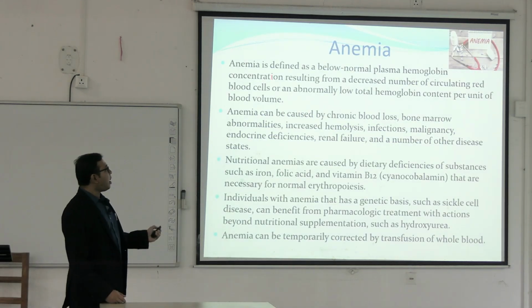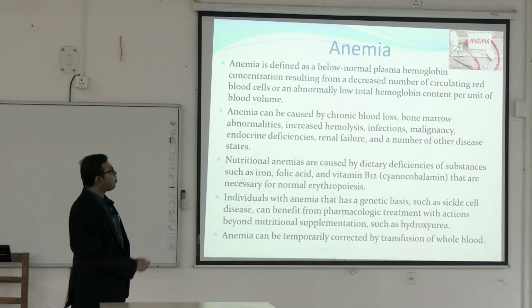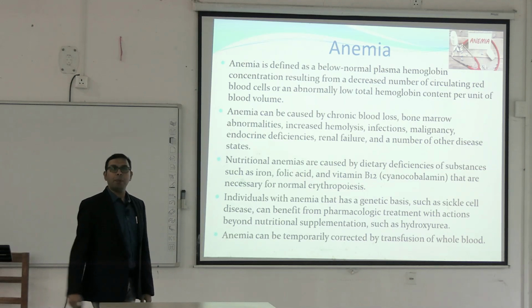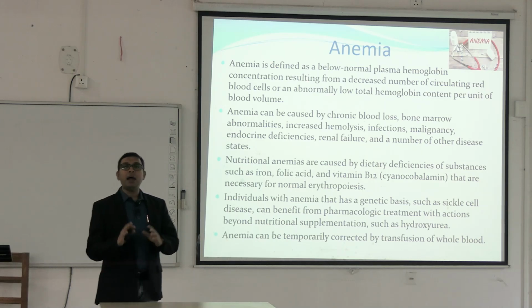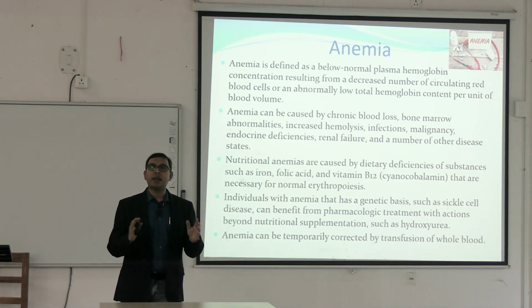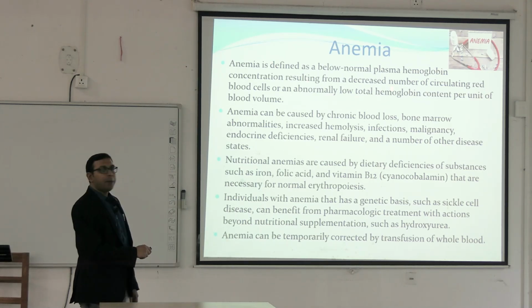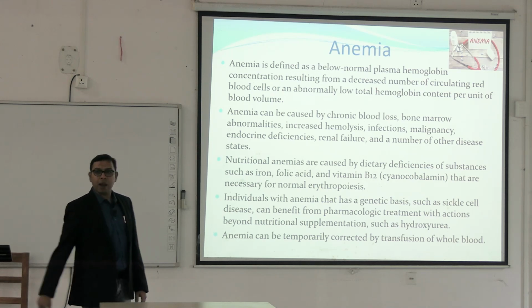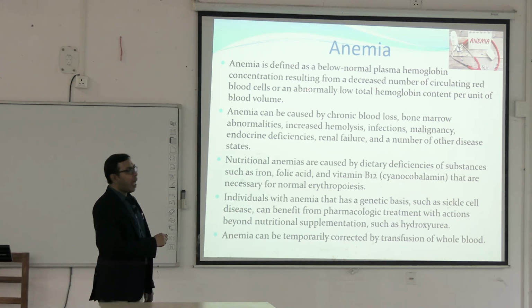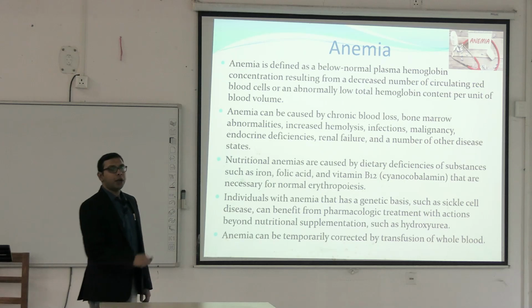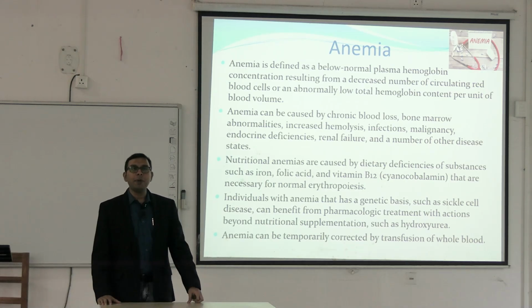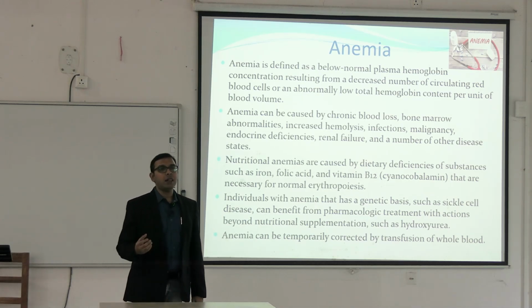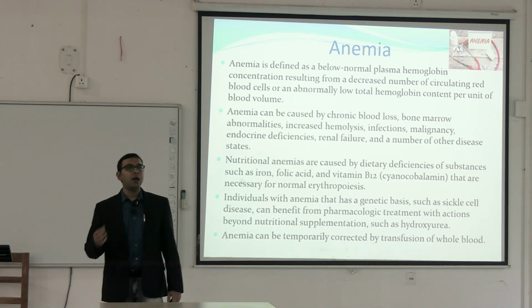Anemia is basically defined as a below normal plasma hemoglobin concentration that may result from myriad causes. There are different causes that may lead to anemia. There may be a decreased number of circulating red blood cells, most commonly, or an abnormally low total hemoglobin content per unit of blood volume. If the hemoglobin content is less than 13 gram per deciliter in males, it is usually known as anemia.